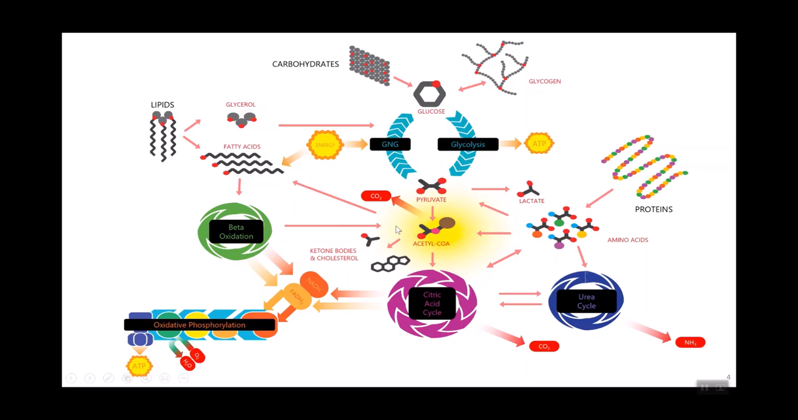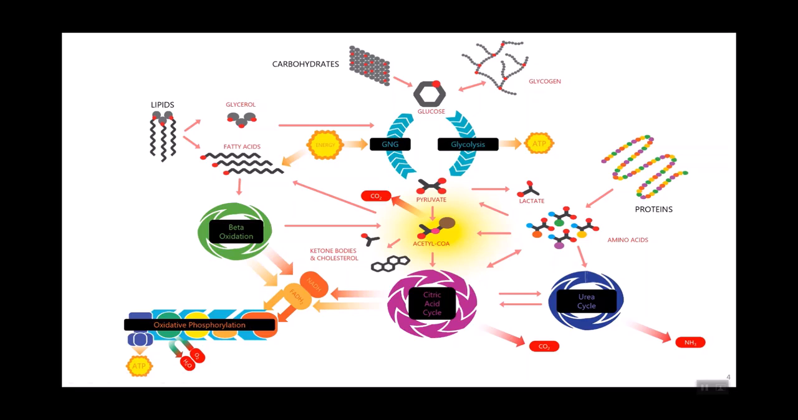We're not really going to look at the urea cycle, but this is how your body gets rid of ammonia or the nitrogen from amino acids. And there are links between the pathways. And you can actually also make some of the amino acids from the citric acid cycle intermediates.